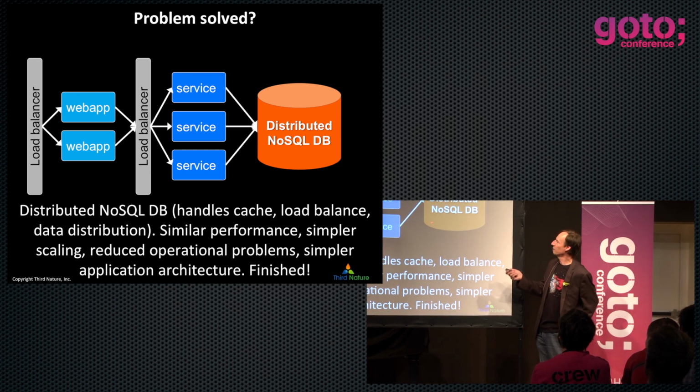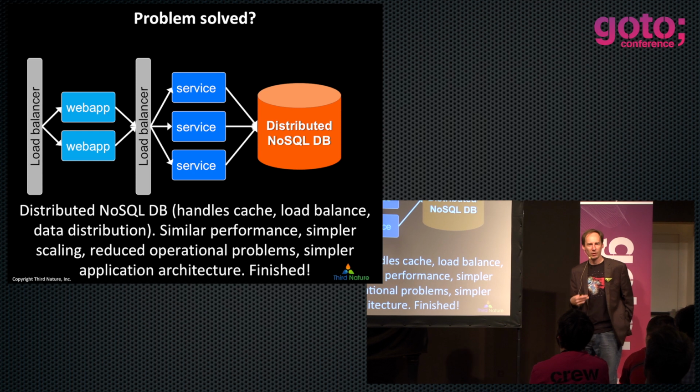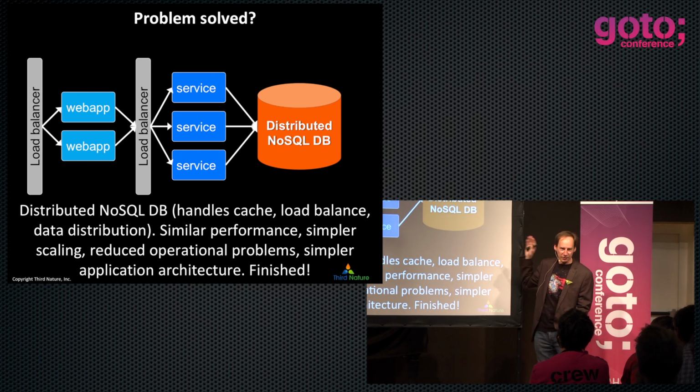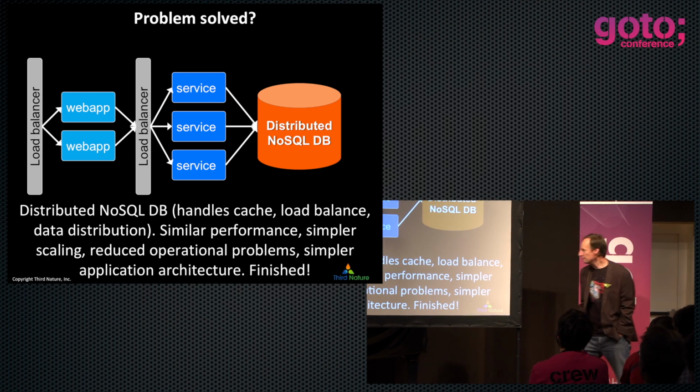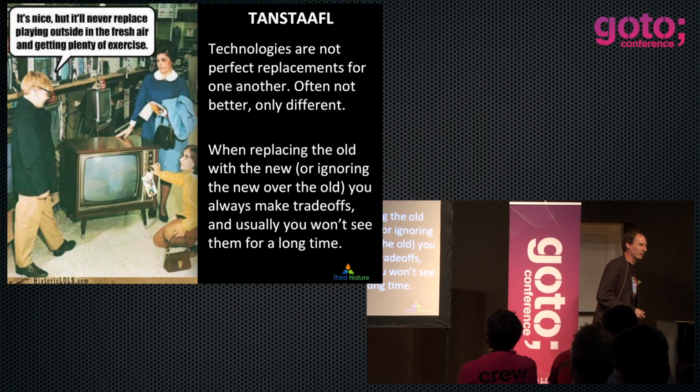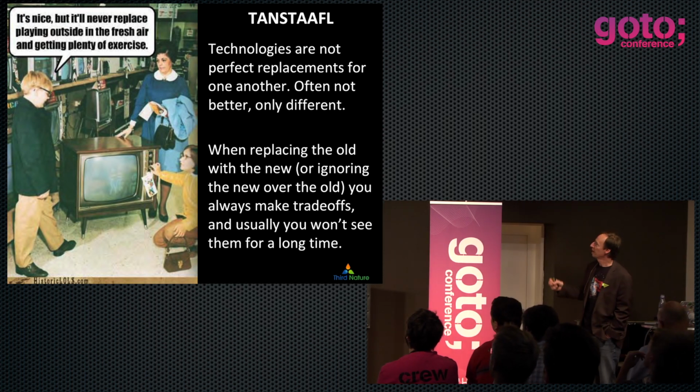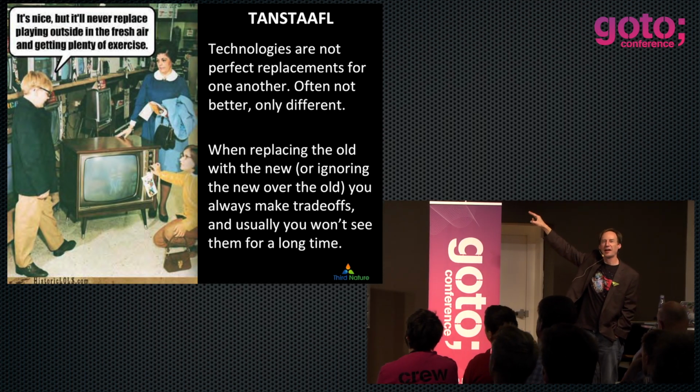So with the memory caching and this stuff co-located, we've solved the problem of multiple pieces of tooling. It's gotten easier, it's gotten more scalable, and so we're done. Except that there is no such thing as a free lunch.